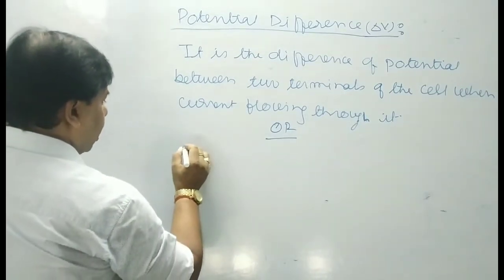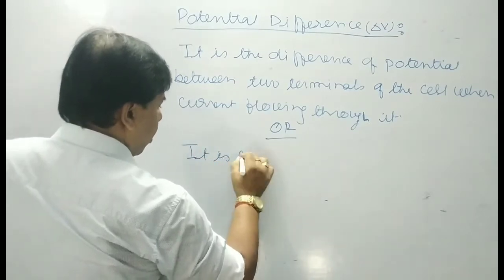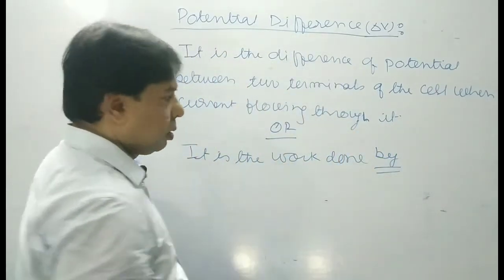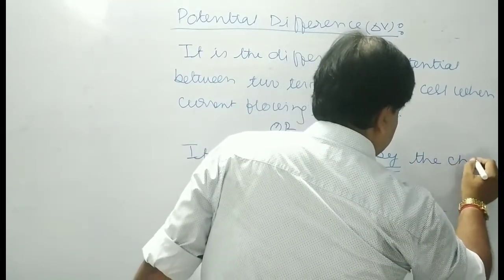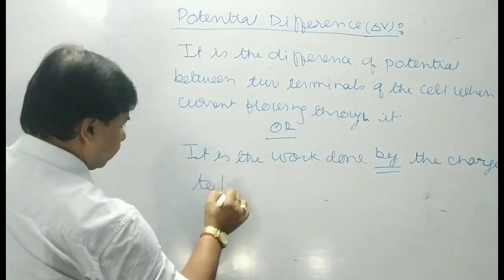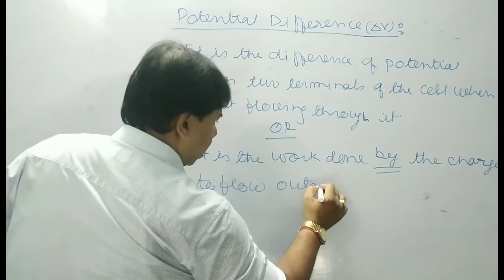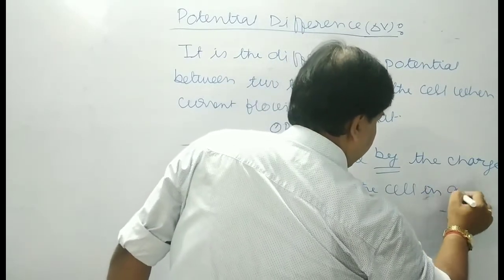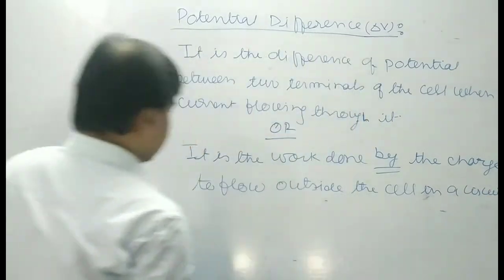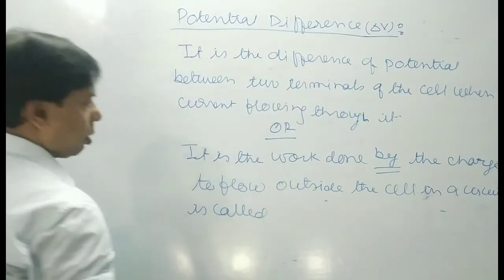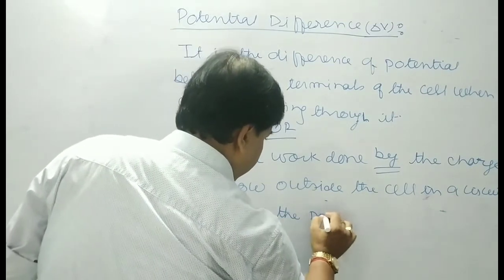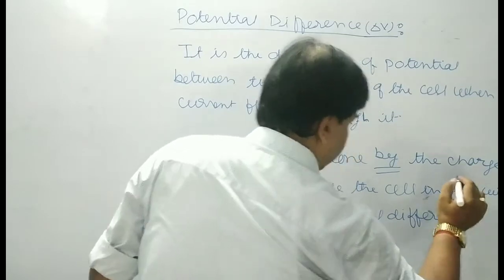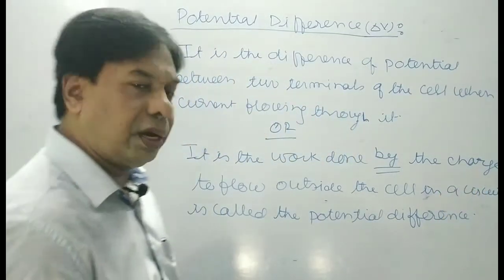That is, we can write it is the work done by, mind the word by, the charge to flow outside the cell in a circuit is called the potential difference. That has to be taken care of.